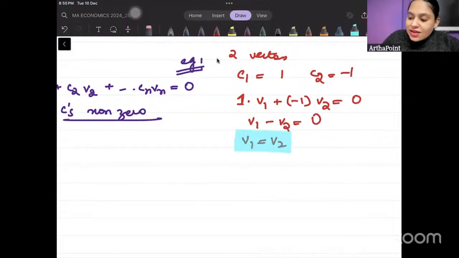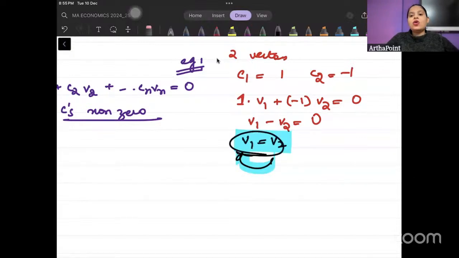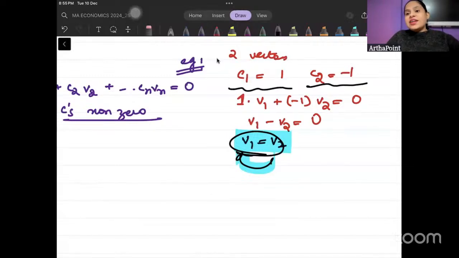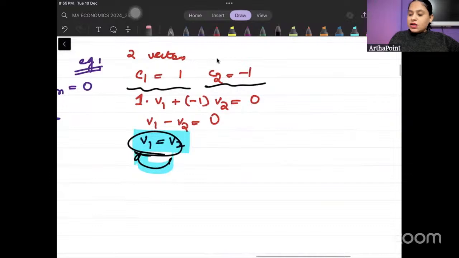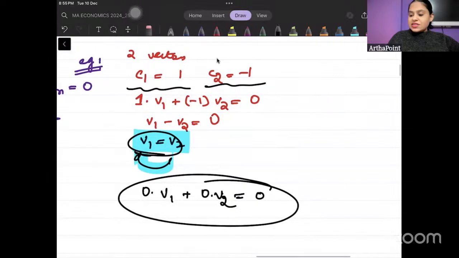So it means that there is some dependence. V2 is dependent on the value of V1 because V2 is equal to V1. So it means that there is some dependence that we have here, isn't it? So when these C's take non-zero values, it means that there is some kind of dependence. But when these C's take zero value, if it is only possible to get 0 by doing this, 0 V1 plus 0 V2 is 0, that means I am getting what is called a trivial solution.